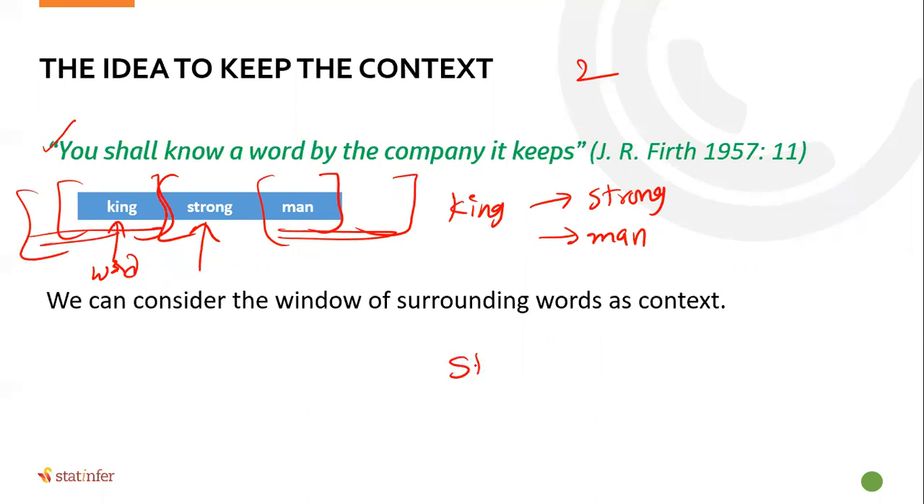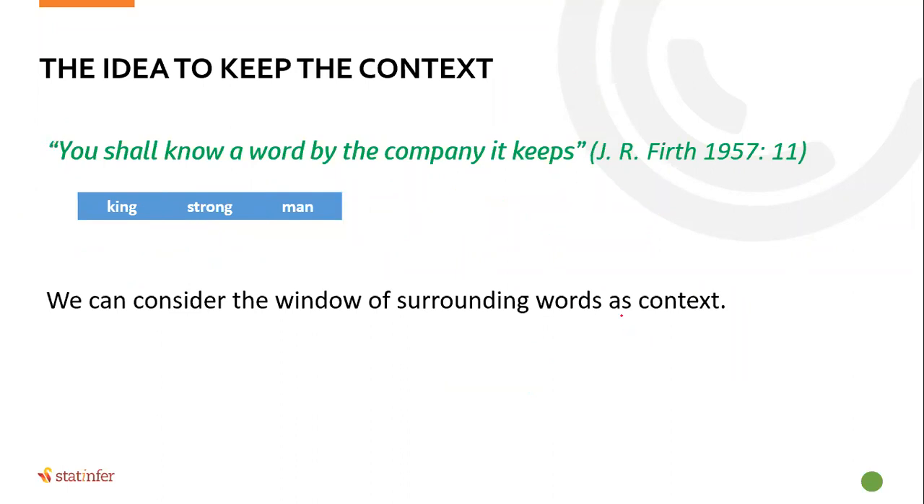Tell me, strong is in which context? Context means words only, like a window of words. 2 words here, 2 words here. Strong is in which context then? Tell me. King is in the context of strong. So king as word, and this is a context, strong.